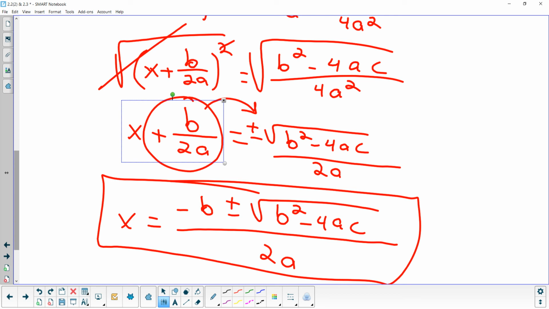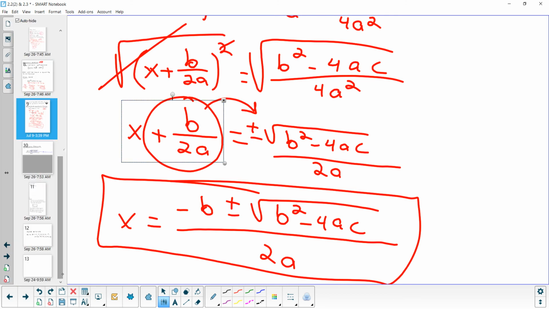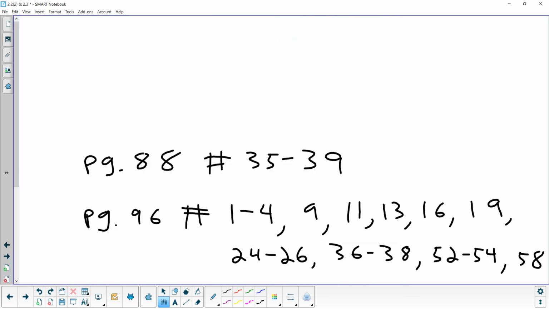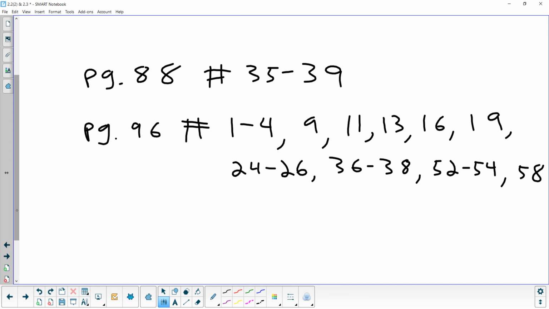All right, let me put up homework for tonight. So page 88, I think that's a break-even problem. So 35 to 39, that's all the same kind of thing. And then page 96, that's on solving linear and quadratic equations. So we'll take a look at that first thing tomorrow.